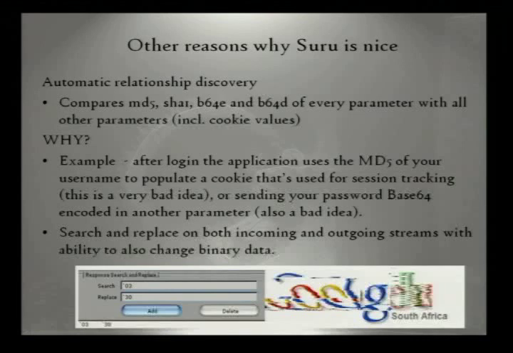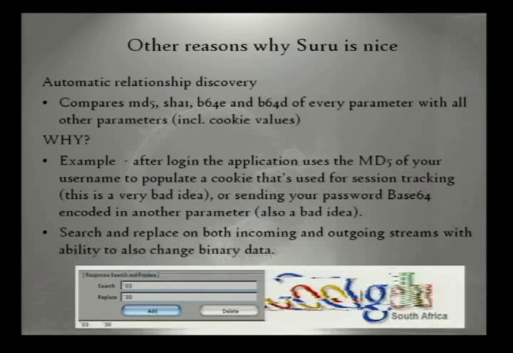Then this tool, Suru, will tell us, listen, those two things match. The MD5 of the username is actually the cookie. Now imagine you're testing an application with 300, 400 pages. That's useful because you're not going to keep track of all the parameters and everything that goes through, right?